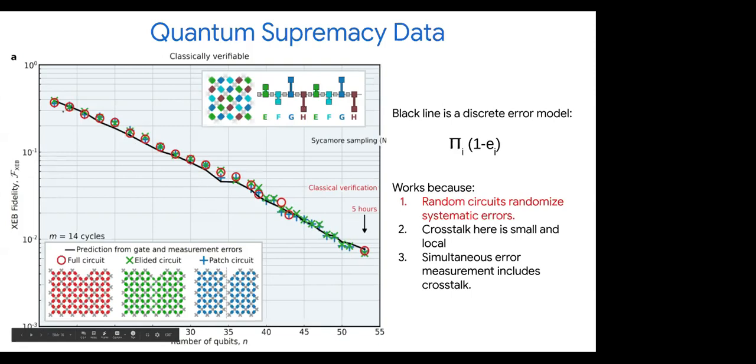And again, with experimental data from patch XEB, where we run these circuits with the gates across the cut, those are the blue plus signs. And they also correspond nicely to the discrete error model and the full circuit cross entropy fidelity. And finally, we do something intermediate, which is we just remove some of the gates in the middle, and that turns out to make the simulation exponentially easier in the number of gates that we remove. So we call that elided circuits.